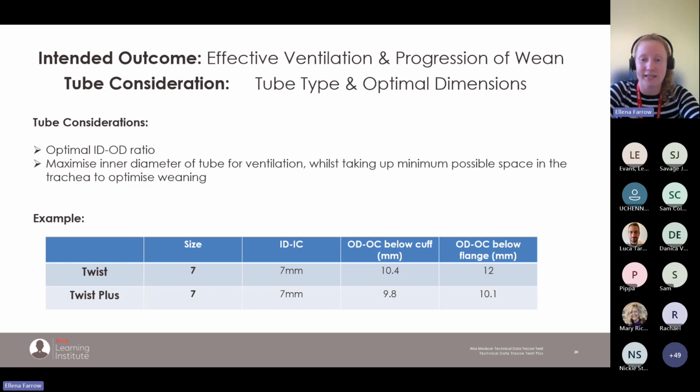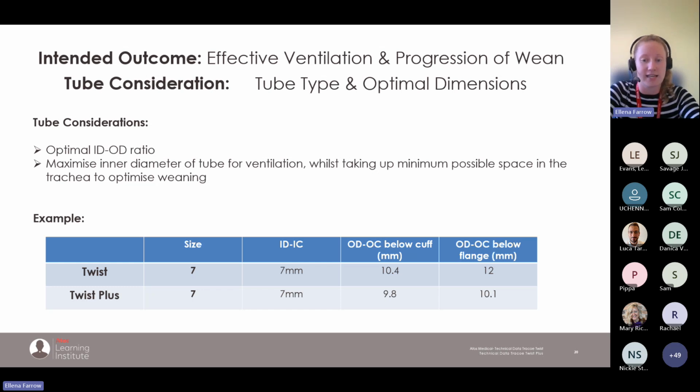So if we look at these, both size 7 tubes have got a 7mm inner diameter of the inner cannula. However, the design of the Twist Plus means that the tube walls are thinner, so therefore the overall dimensions of the tube are smaller than its Twist counterpart. So you can see in the table, the Twist takes up 10.4mm of space in the trachea at the point just below the cuff, and 12mm just below the flange. And in comparison, the Twist Plus diameter below the cuff is only 9.8mm, and below the flange is only 10.1mm.